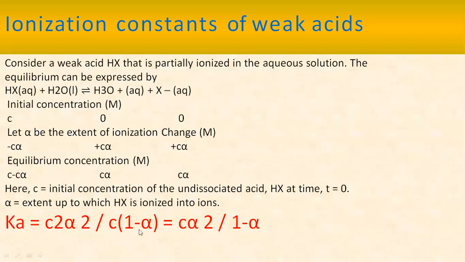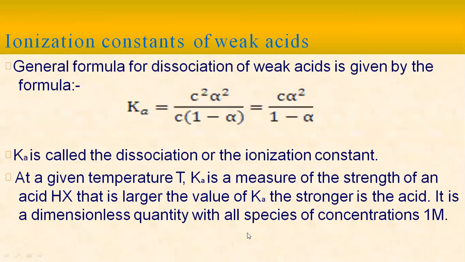If you solve it, this C cancels with the C, and we get C alpha squared upon 1 minus alpha. So the general formula of dissociation of a weak acid is Ka equals C squared alpha squared upon C times 1 minus alpha, and this C cancels that C, giving C alpha squared upon 1 minus alpha. Ka is also called the dissociation or ionization constant.